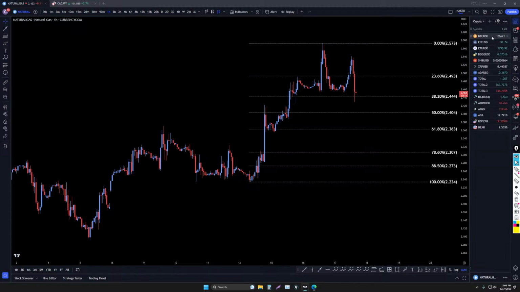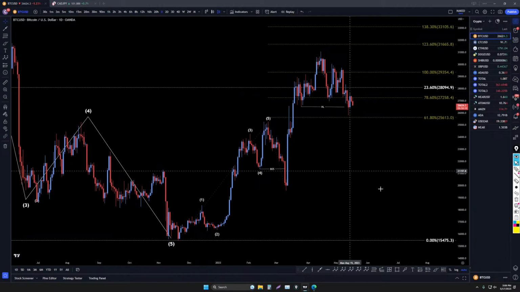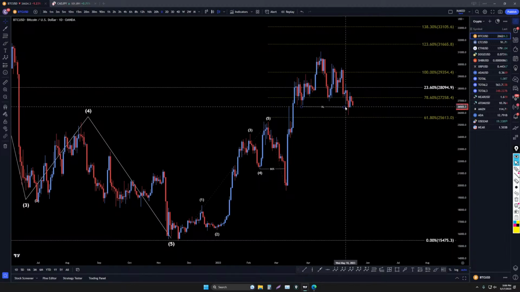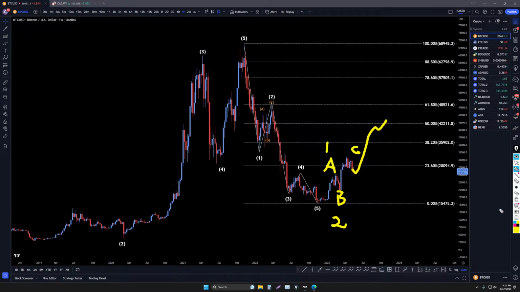Let's see what Bitcoin's up to. I don't really look at Bitcoin as much as I used to. Ooh, it's starting to break structure down, isn't it? Yeah, it's definitely starting to break structure down. I've been saying for months now, or at least a month or so, that this is either an A, B, C, or it's a 1, 2, 3. If it's a 1, 2, 3, then it's just going to keep on going up like that. If it's an ABC, then it's going to break structure clearly and just go down again.